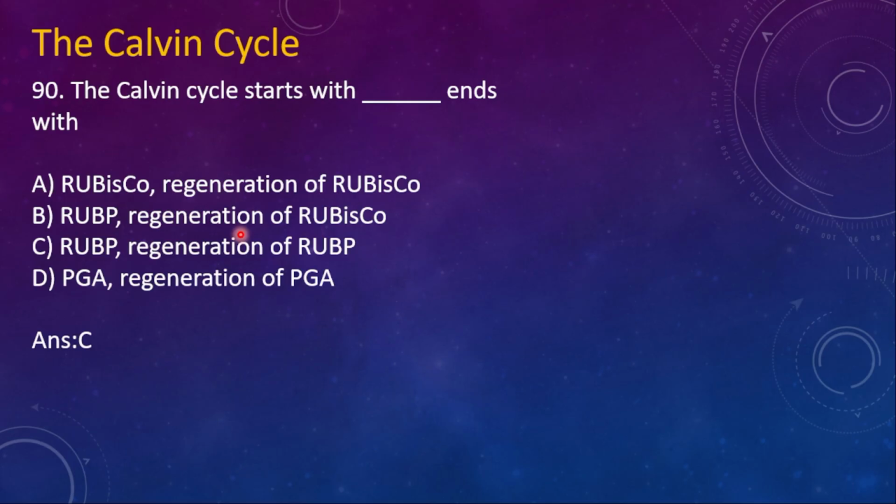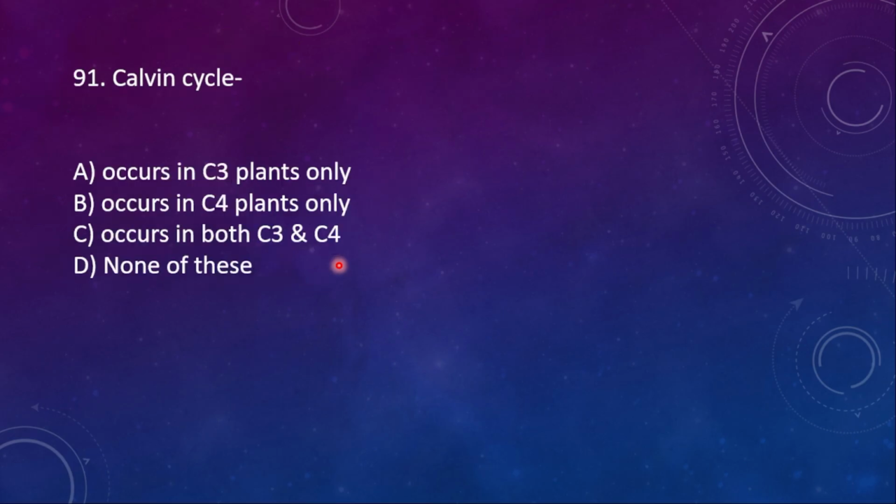Next, from the Calvin cycle, 90th question. The Calvin cycle starts with dash and ends with dash. The Calvin cycle starts with whom and then ends with whom? A, Rubisco, regeneration of Rubisco, no. B, RuBP, regeneration of Rubisco, no. C, RuBP and then regeneration of RuBP. This one is the correct one.